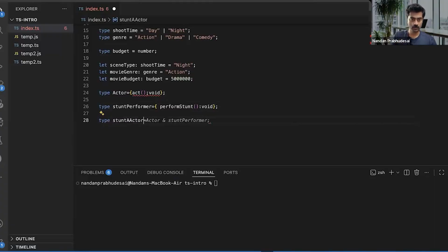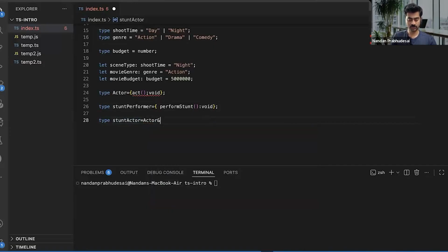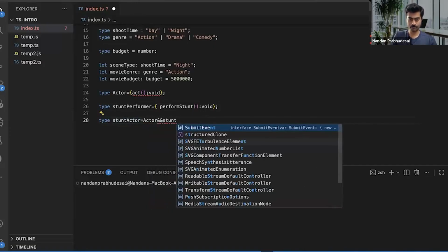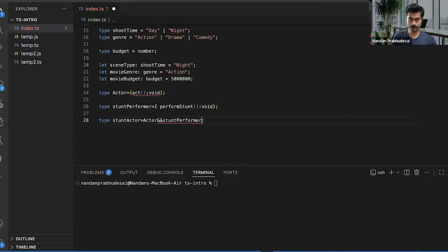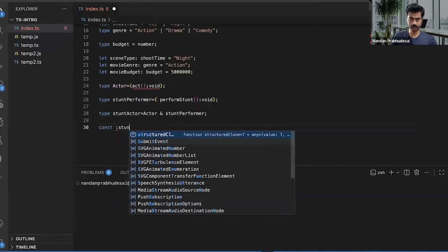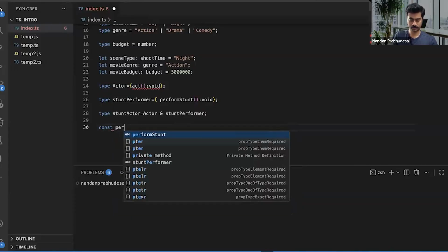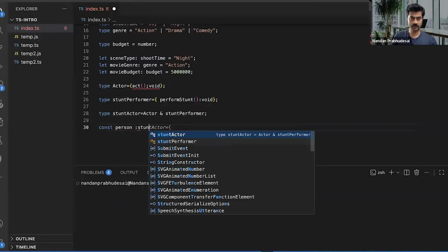Stunt actor should be of type actor and stunt performer. Let me correct this. So stunt actor is of type both. He should be an actor as well as a stunt performer. Let's say now I'll define one person. He's of type stunt actor. Constant person is of type stunt actor.